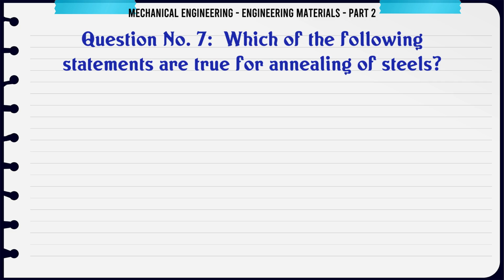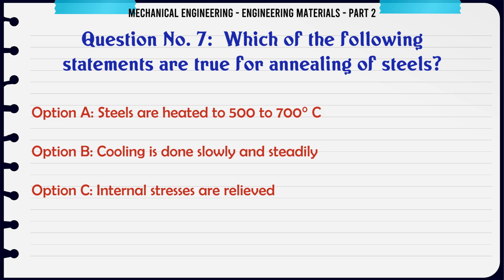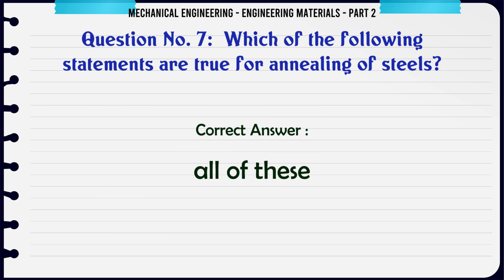Which of the following statements are true for annealing of steels? A. Steels are heated to 500 to 700 C. B. Cooling is done slowly and steadily. C. Internal stresses are relieved. D. All of these. The correct answer is all of these.